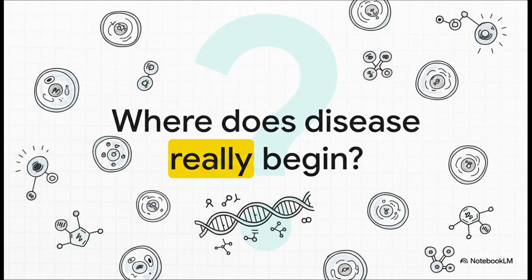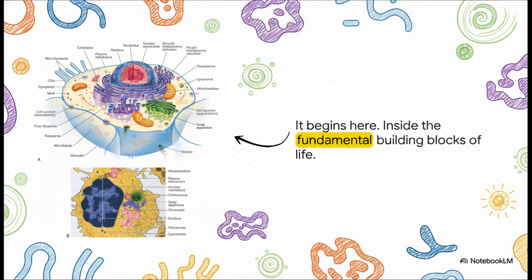Let's forget about symptoms, forget about organs for a second. Where does disease, on a fundamental, microscopic level, actually kick off? It begins right here, inside this tiny, bustling metropolis. This is the eukaryotic cell. It's the foundation for all animal and plant life. Literally every single process, every function, and every single breakdown in our bodies gets its start right inside these walls.